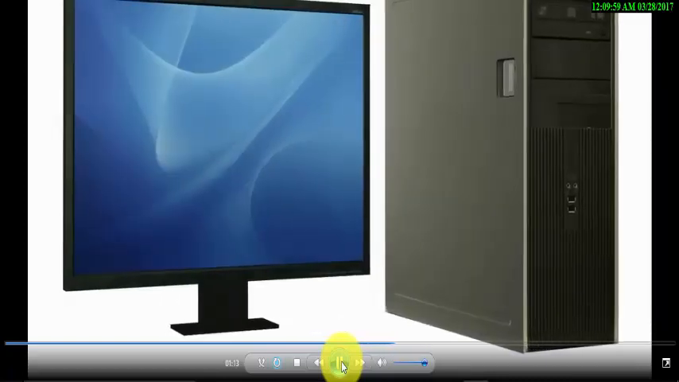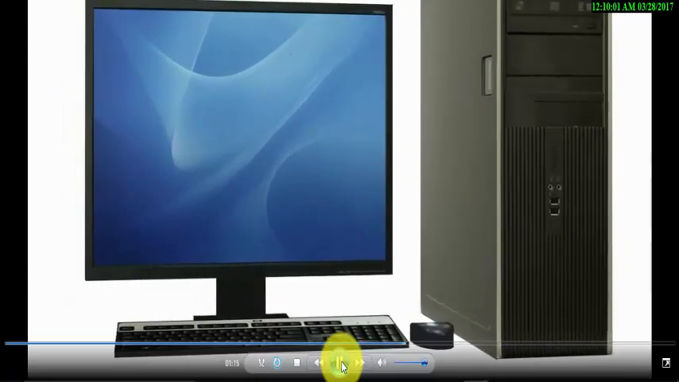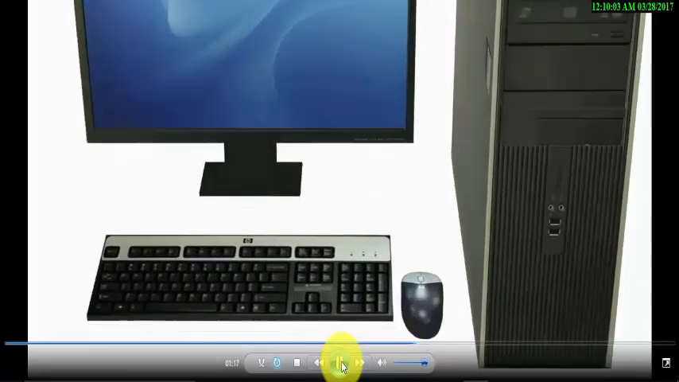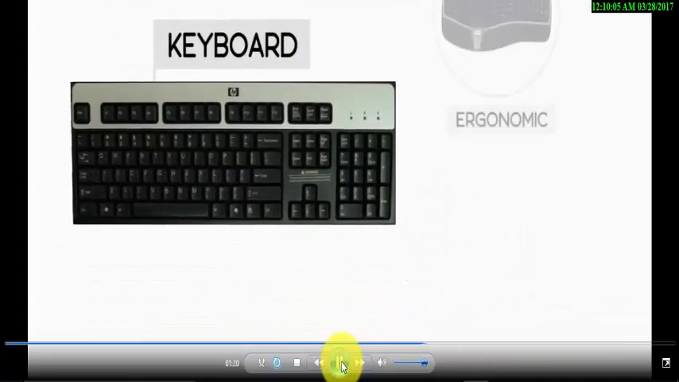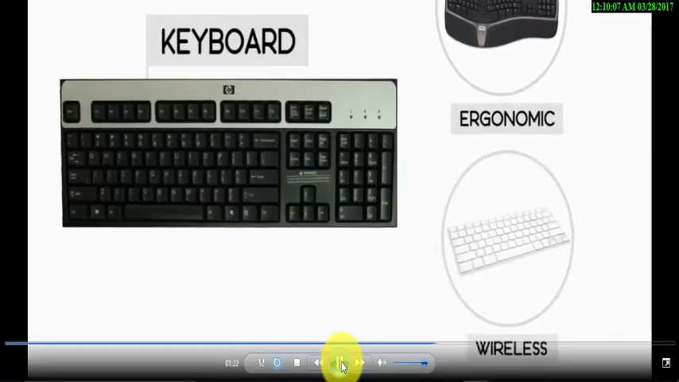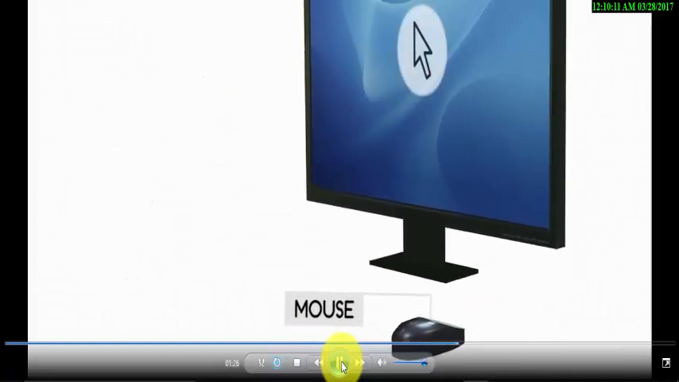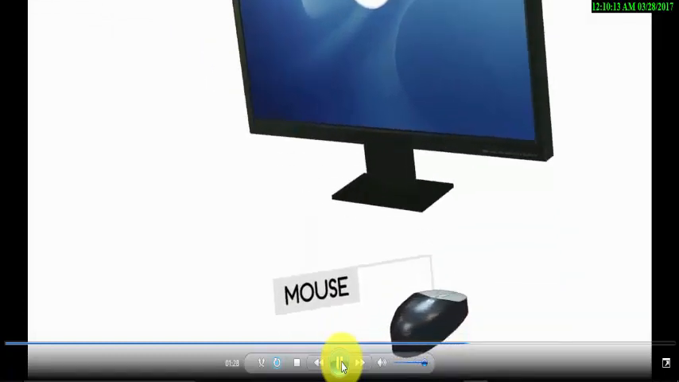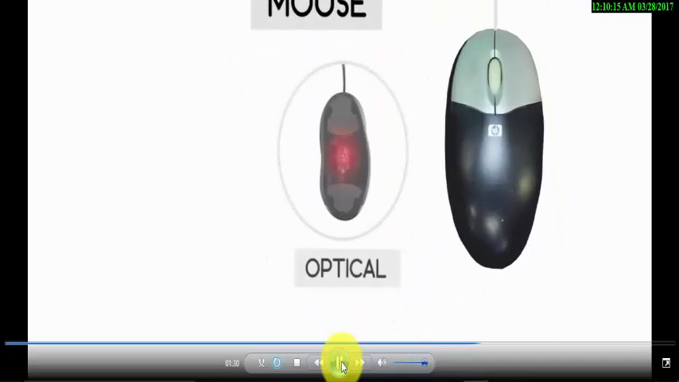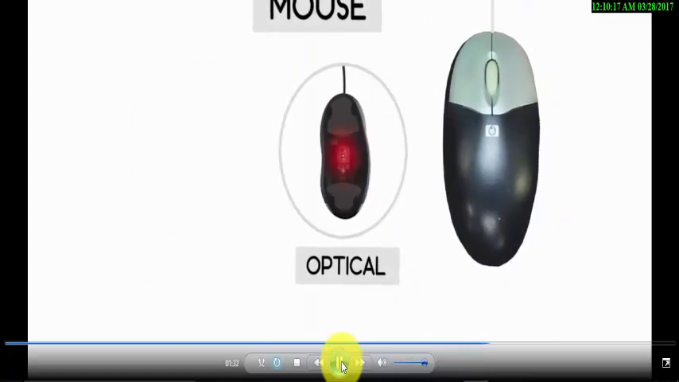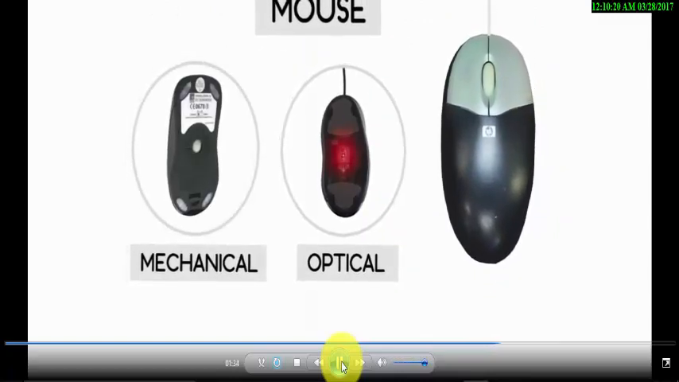To interact with your computer, you'll need a keyboard and mouse. Keyboards come in different shapes and sizes, for example, ergonomic and wireless keyboards. The mouse is used to control the mouse pointer on the screen. It can either be optical, which has an electrical eye on the bottom, or mechanical, which uses a rolling ball to detect movement.